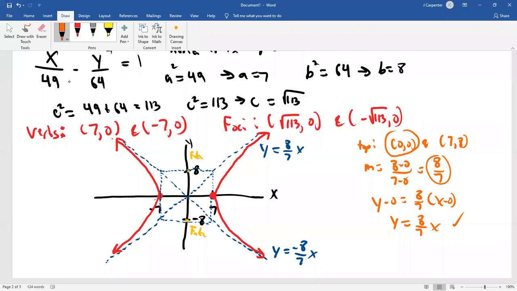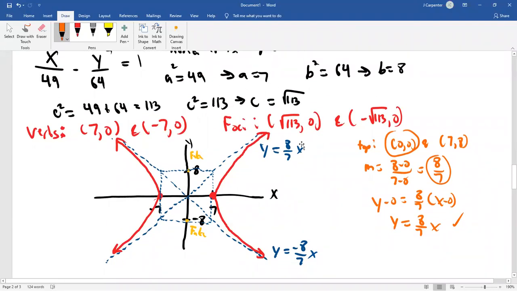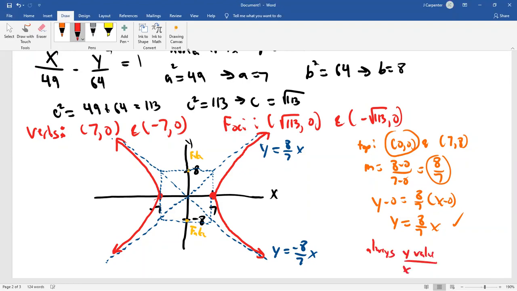Here's something cool though. You don't have to do all this work if you do pattern recognition. The 8 and the 7 were the A and the B. So the slope of this line is always going to relate to the A and the B, and it's always just going to be y equals a number times x, where these are the A and the B. Now, they change depending on whether it opens horizontally or vertically, which one's on top and which one's on bottom. But guess what? The y value, the y point that you have for your fake vertex or real vertex, is always the top one. The x value is always the bottom one. It's always the y value over the x value for your slope.